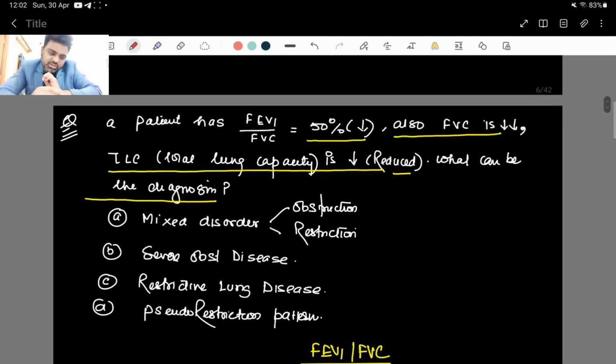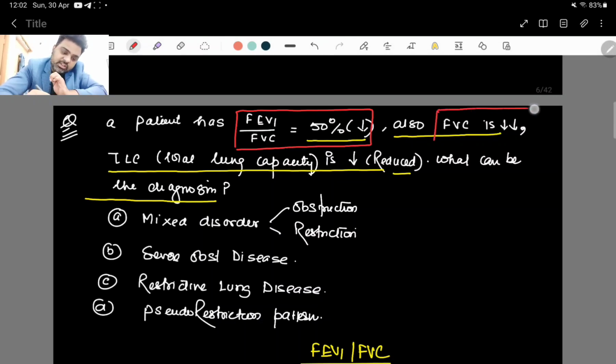See this question. This question says that FEV1 by FVC is reduced, that means it is an obstructive lung disease. Now FVC is reduced, that means this patient can have an obstructive lung disease or a mixed disorder. Now what is the next step? We have to see TLC. If TLC is reduced, that means it is a mixed disorder. If TLC is increased or normal, it is an obstructive lung disease.